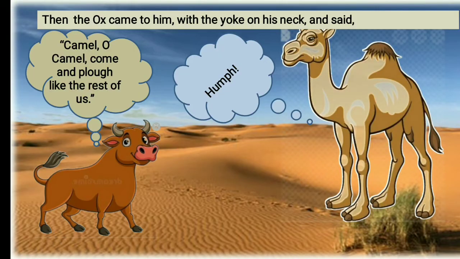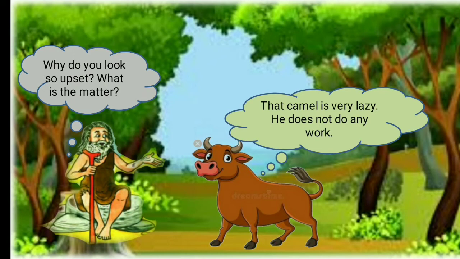Then the ox came to him with the yoke on his neck and said, "Camel, oh Camel, come and plow like the rest of us." The ox also turned very angry and he went back to the man and complained. "Why do you look so upset? What is the matter?" "That camel is very lazy. He does not do any work."